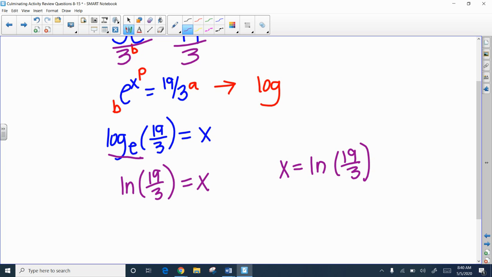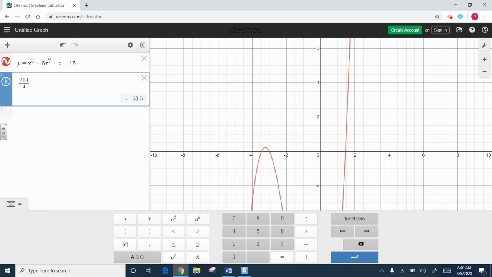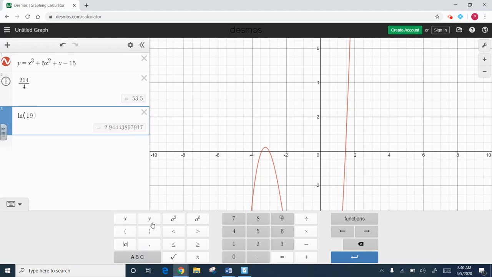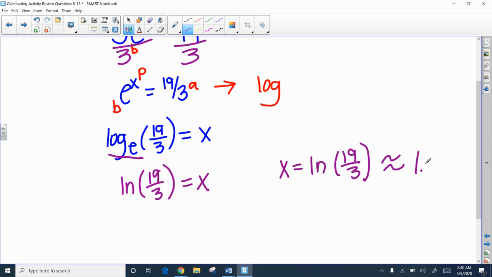However, on a multiple choice question, it's probably going to be given as an approximation. So let's approximate that using decimals. On Desmos, that's under functions and miscellaneous. So here's natural log 19 over 3. And that equals 1.85 approximately, if I round it to 2 decimal places.